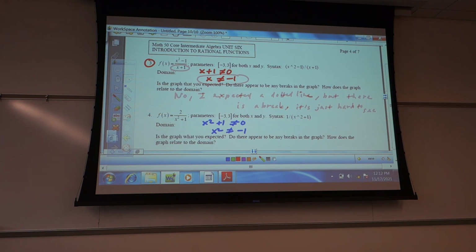Okay, and then the other one was, what are we supposed to expect? I don't know. When I had x can equal -1, I thought I was expecting a dotted line at -1. I didn't know what to expect. So then you folks are fine, because you had no expectations.